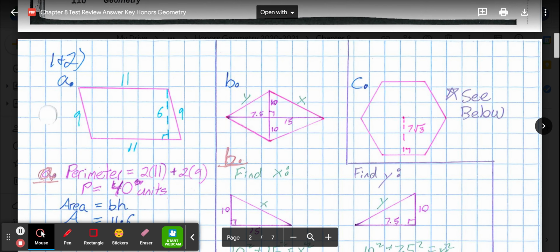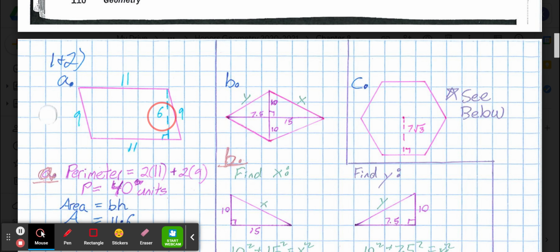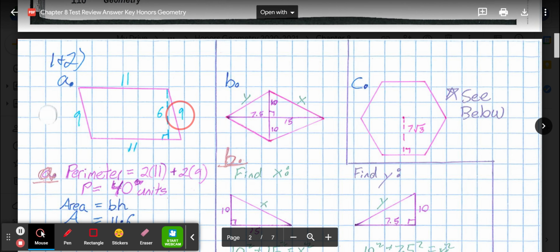Let's just focus on A, and we're going to take care of the perimeter and area at the same time. Looking at my figure, I know I have a parallelogram with a base of 11 and a height of 6. The other external side is 9. So let's start with finding perimeter. Perimeter is 2 times the 11 plus 2 times the 9. Adding up all of our exterior would give us 40 units.